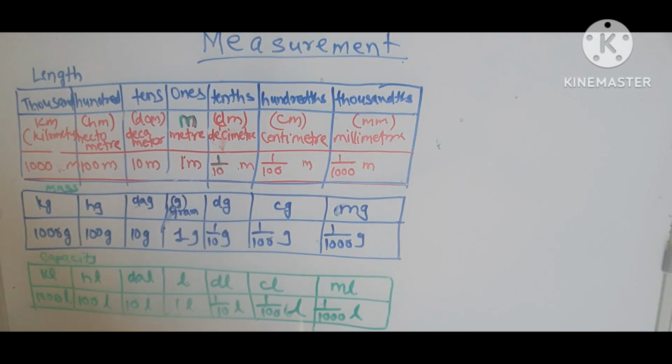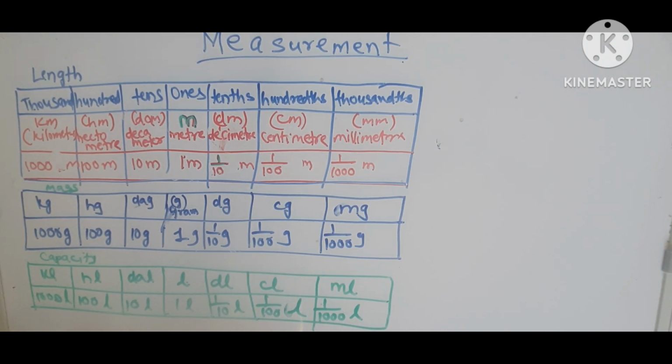Similarly for mass, we have gram, decagram, hectagram, kilogram, and this side decigram, centigram and milligram, and the remaining 1, 10, 100, 1000 and 1 by 10, 1 by 100, 1 by 1000 remain the same. So for capacity, liter, decaliter, hectoliter, kiloliter, deciliter, centiliter and milliliter. Understanding this table is very important. This will help you to solve all the problems of measurement. When you solve the problems, it will be clearer how to use the table. Okay, so let's start with our first concept.